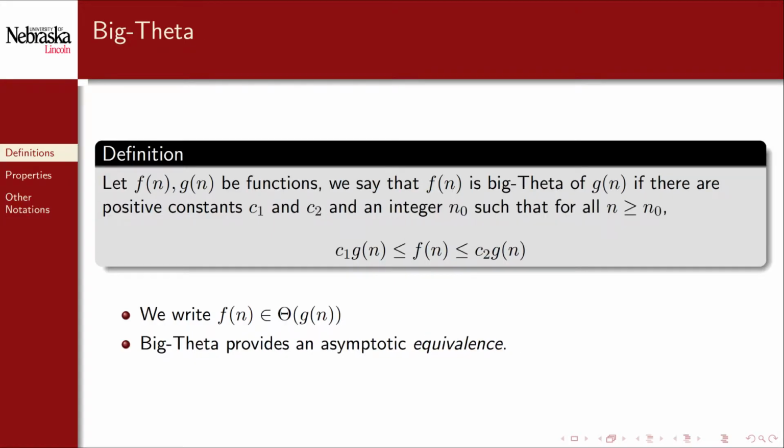Another asymptotic notation is big theta. Big theta gives both an asymptotic upper bound and an asymptotic lower bound, providing an asymptotic equivalence between the two functions. Formally, f of n is big theta of g if there are two constants, c1 and c2, and an integer n naught such that for all n greater than or equal to n naught, f of n can be bounded both below and above by these constants times g. We use the capital Greek letter theta in our notation. This equivalence basically means that both f and g grow at the same rate.